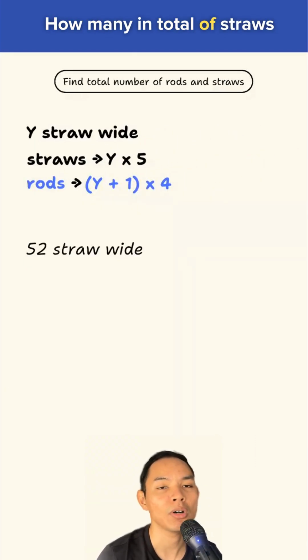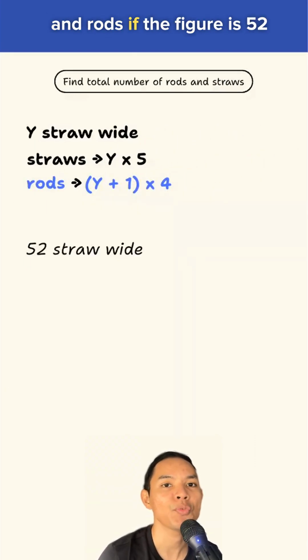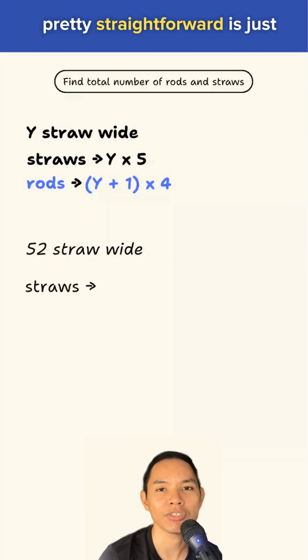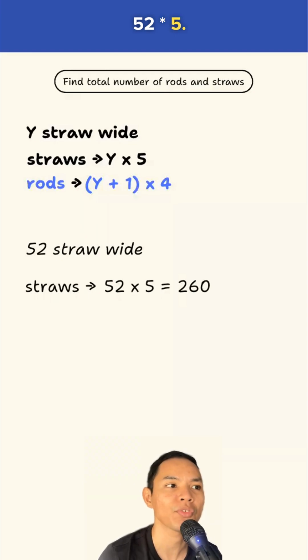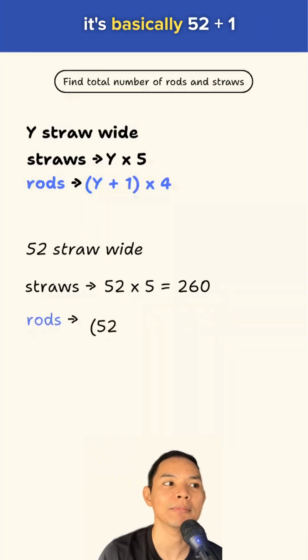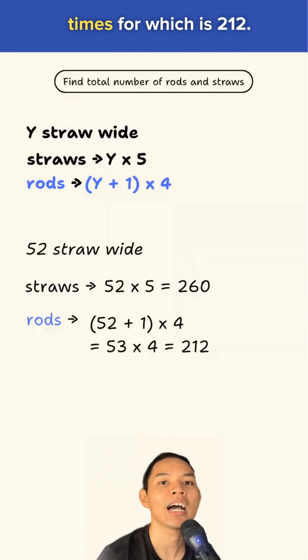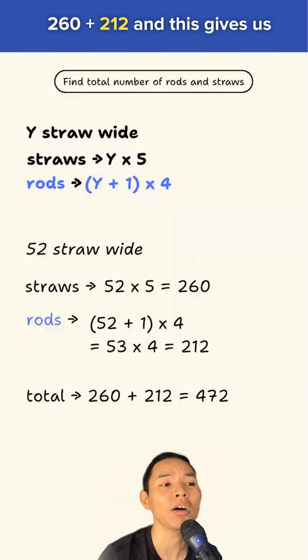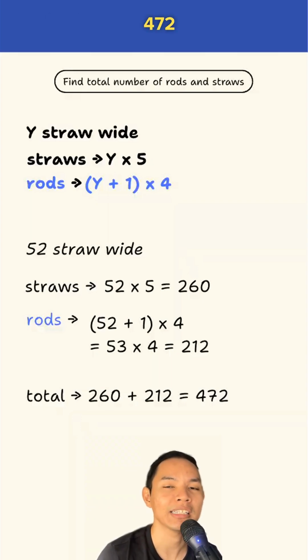How many in total of straws and rods if the figure is 52 straws wide? The number of straws is pretty straightforward. It's just 52 times 5. This gives us 260. Then for the number of rods, it's basically 52 plus 1 times 4, which is 212. The total number will then be 260 plus 212, and this gives us 472.